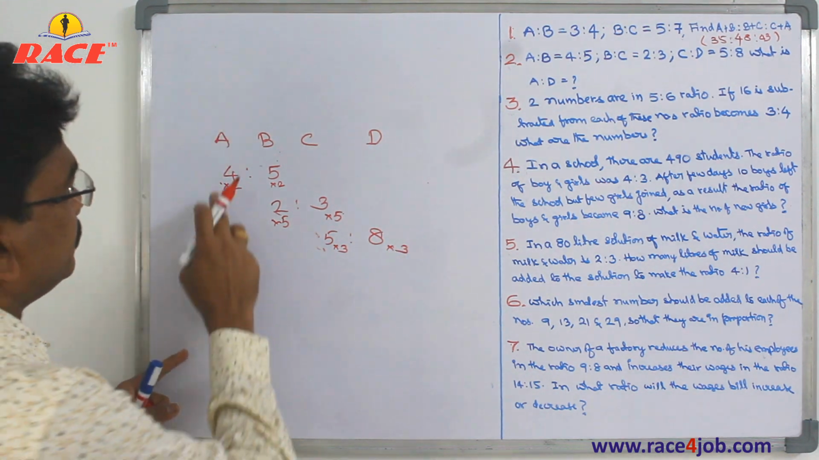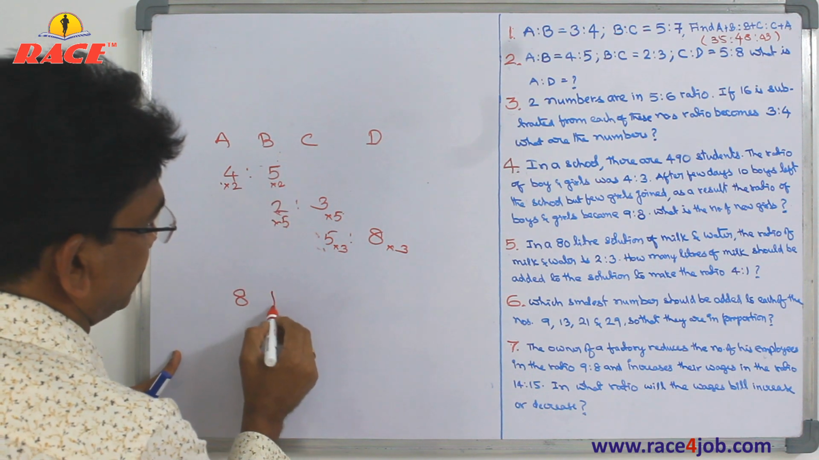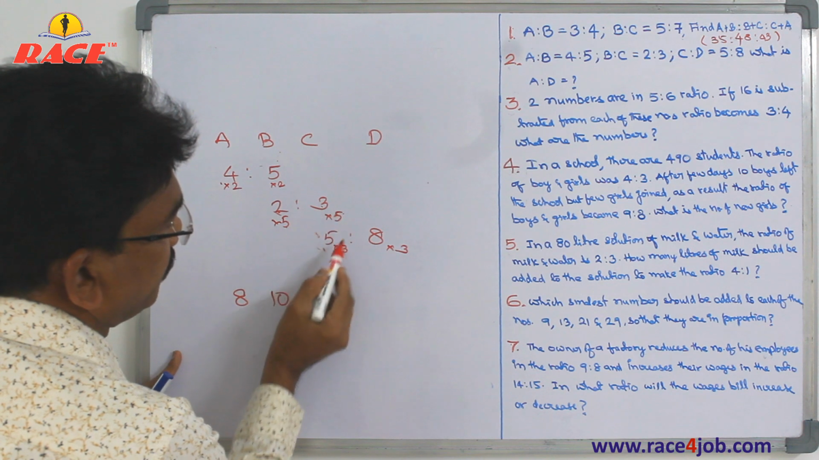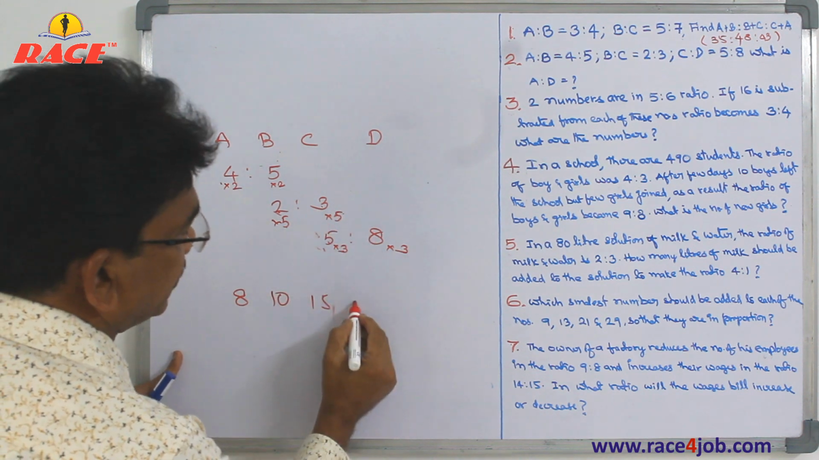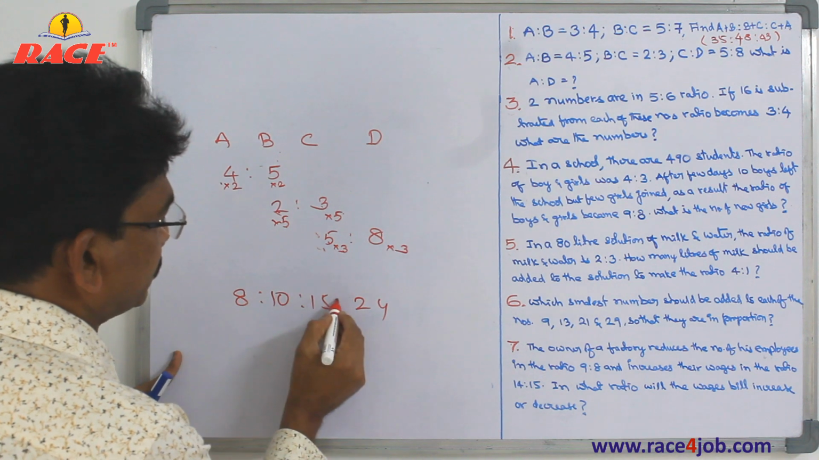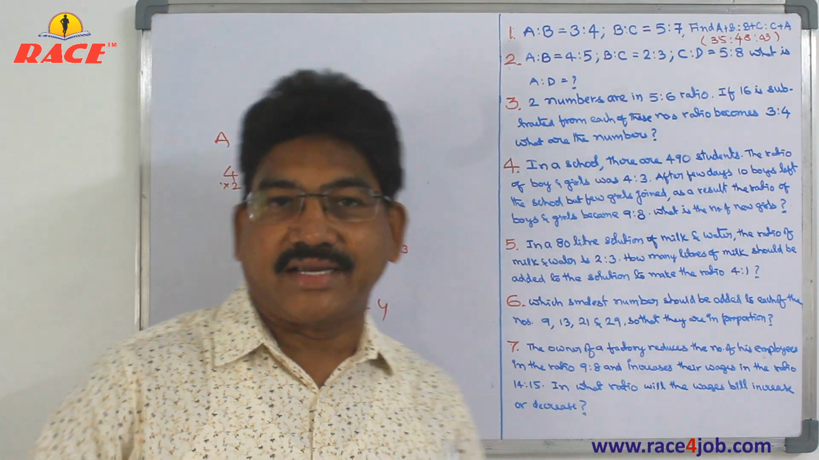Then they become the same. Then 4 into 2 is 8, 5 into 2 is 10, 2 into 5 is 10. B is 10, C is 3 into 5, 15, 5 into 3, 15. Anyone 15, and D is 8 into 3, 24. This is the ratio. Your wish: either the first method or this second method.